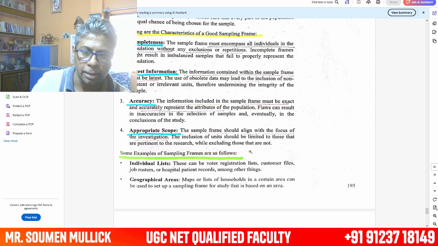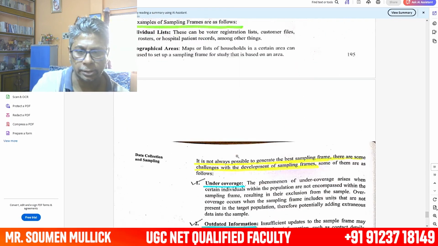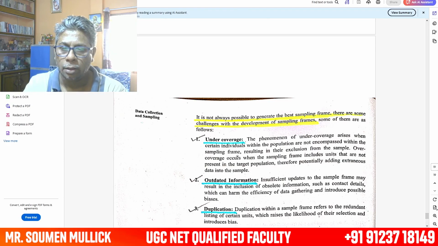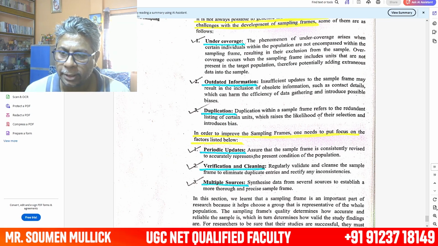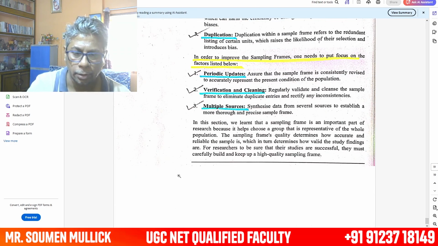Some examples of sampling frames are as follows: individual list, geographical list. Okay. Next important thing, in order to improve the sampling frame, we need to put focus on periodic update, verification and cleaning, and multiple sources.